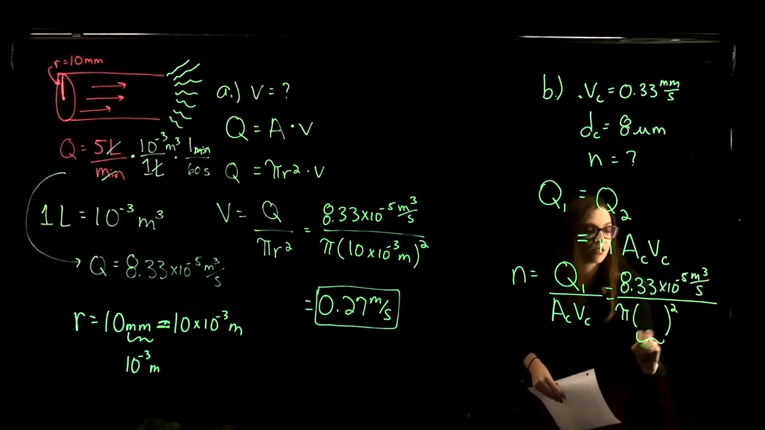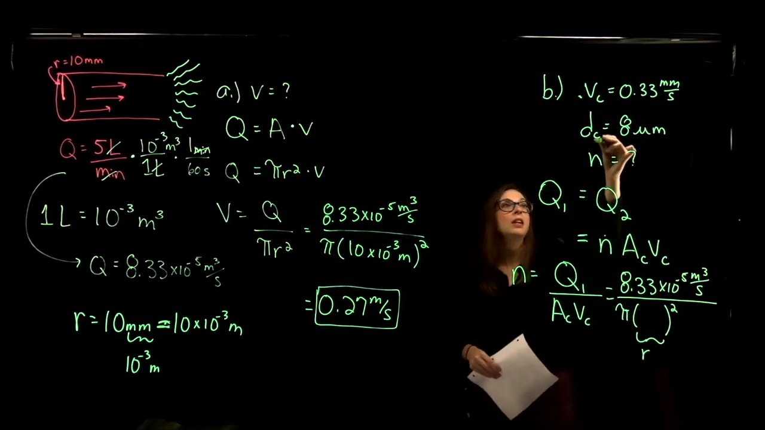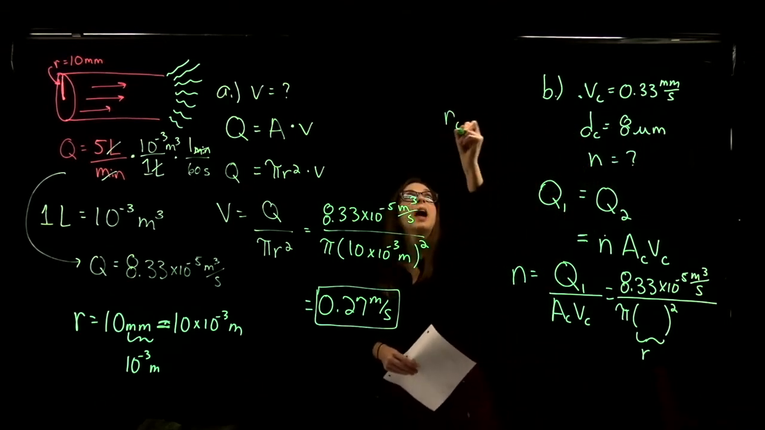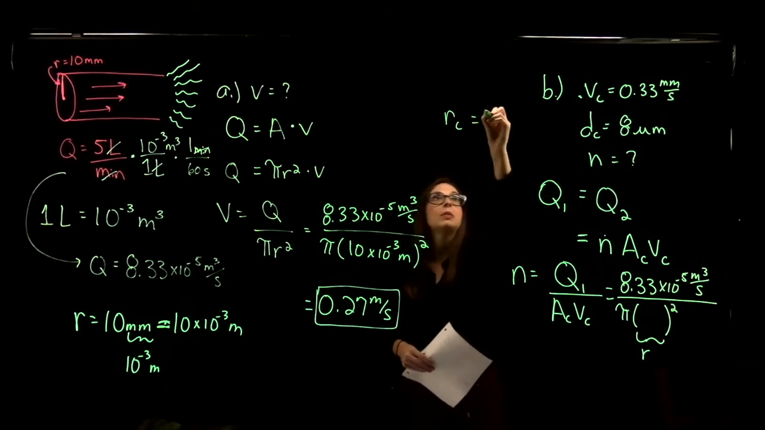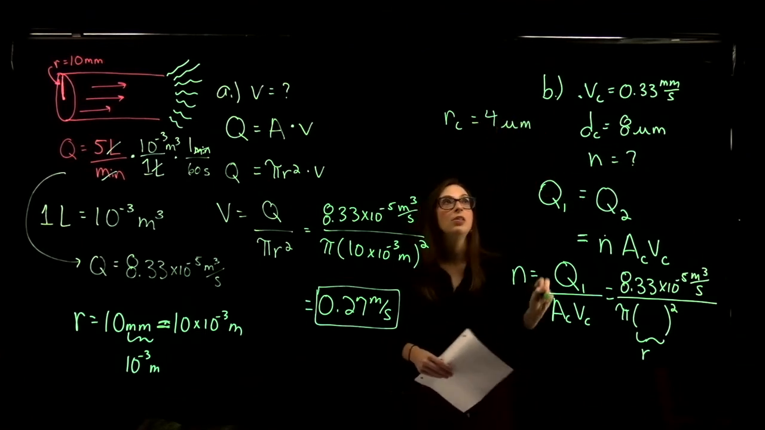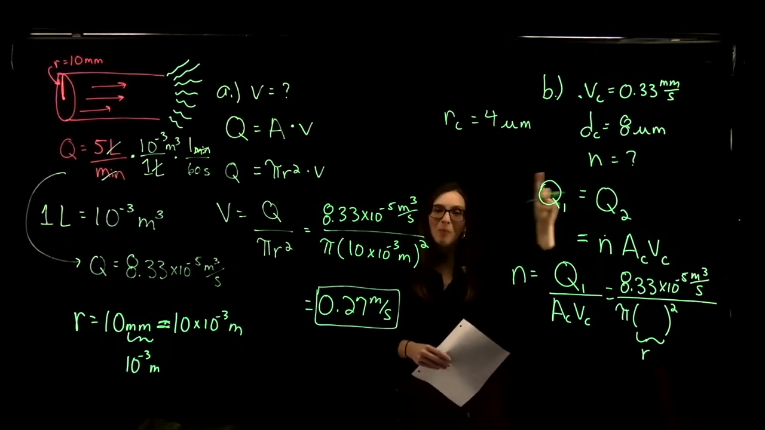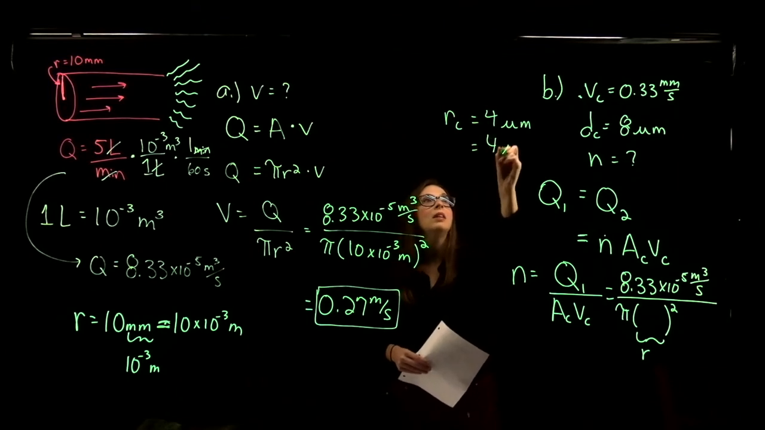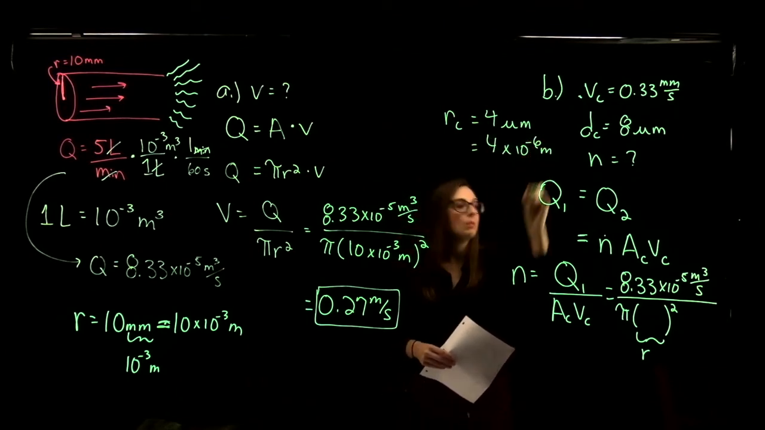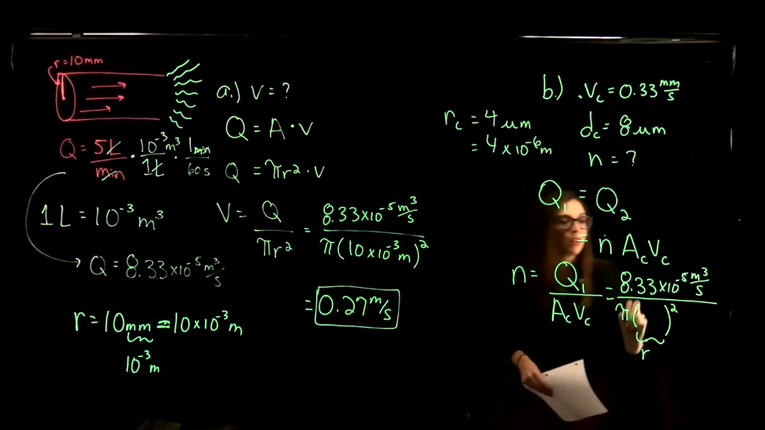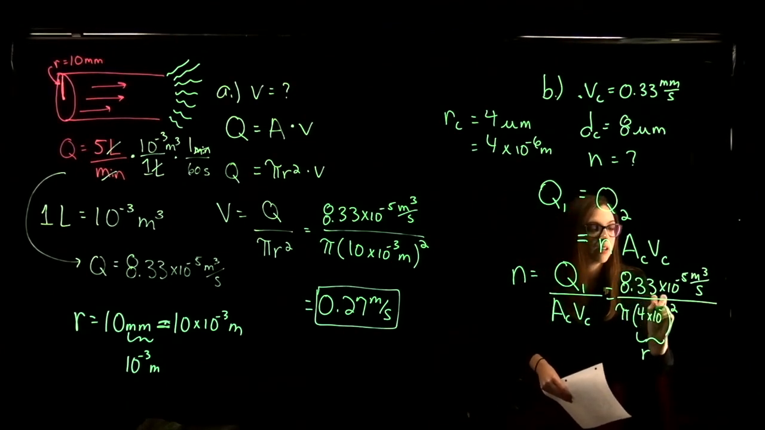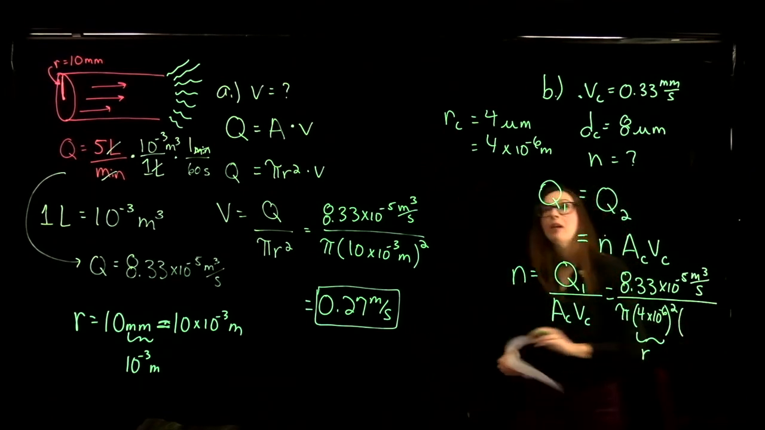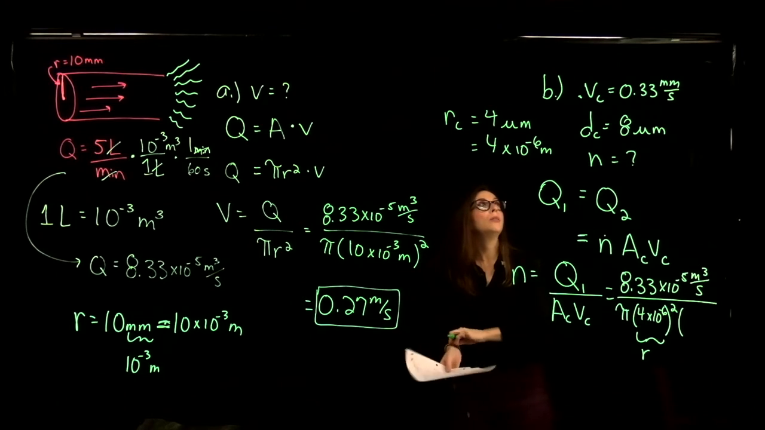So the radius of these capillaries, we're given the diameter of the capillary. So the radius of the capillary is going to be half the diameter, which will be 4 micrometers. 1 micrometer is 10 to the minus 6 meters. So this is 4 times 10 to the minus 6 meters. And so I have to put 4 times 10 to the minus 6 here for the radius, and I have to square it. And then I have to multiply that by the speed of the blood through each capillary.